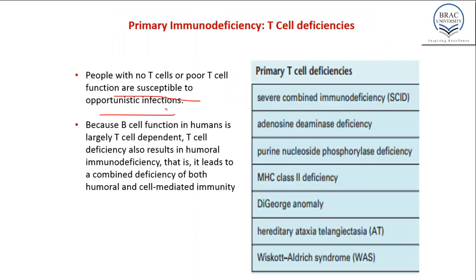Primary immunodeficiency of T cells. People with no T cells or poor T cell function are susceptible to opportunistic infections. So what is an opportunistic infection?